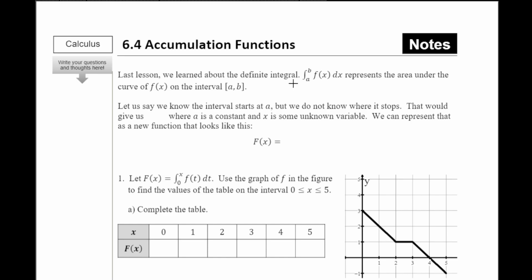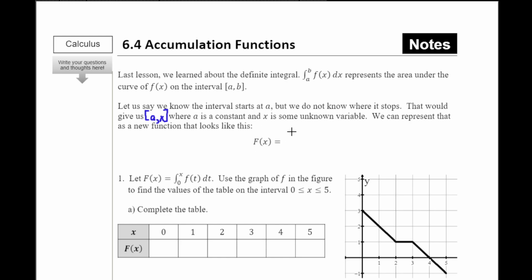Last lesson, we learned about the definite integral and how it represents the area underneath the curve on some interval a to b. Let us say that we know the interval starts at a, some number, but we do not know where it stops. That would give us the interval a comma x, where a is a constant and x is some unknown variable. We can represent that as a new function that looks like this.